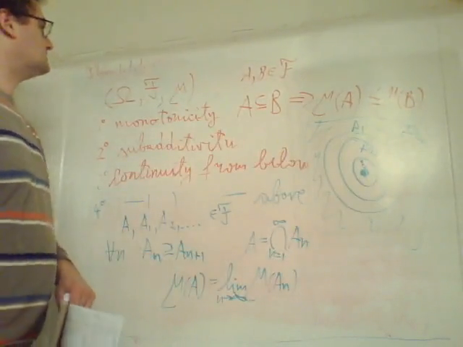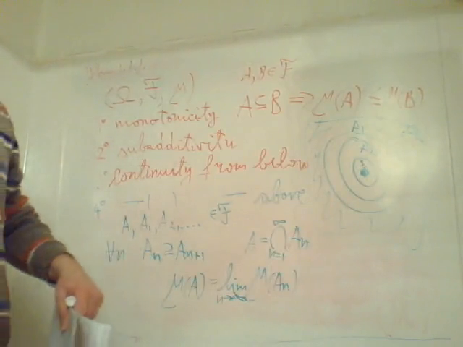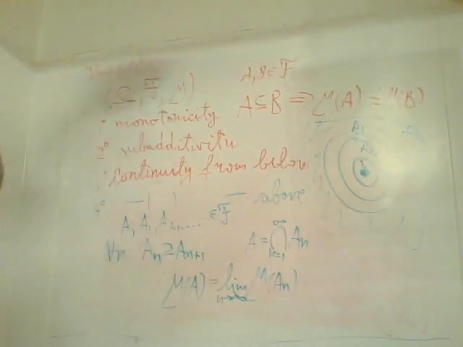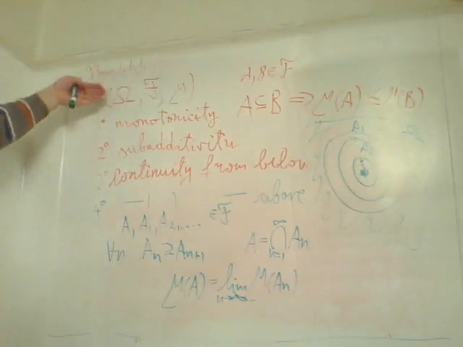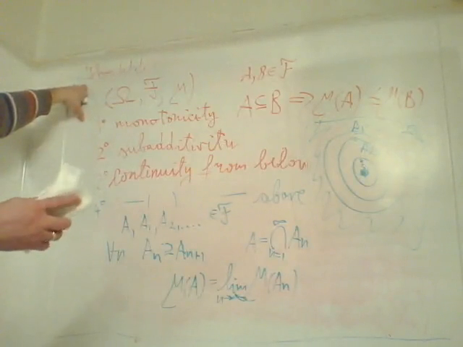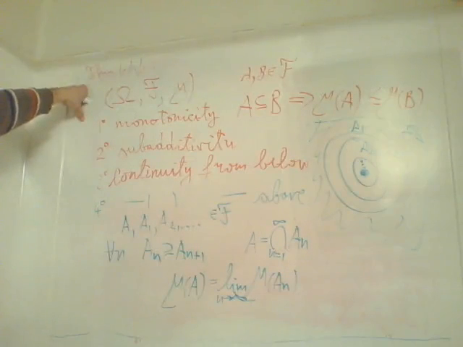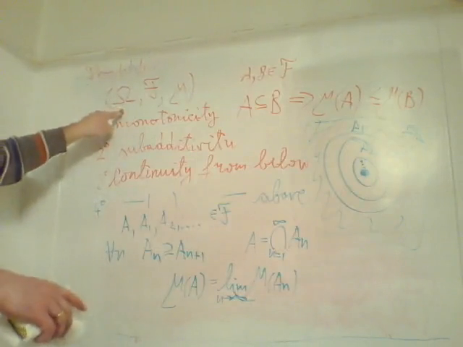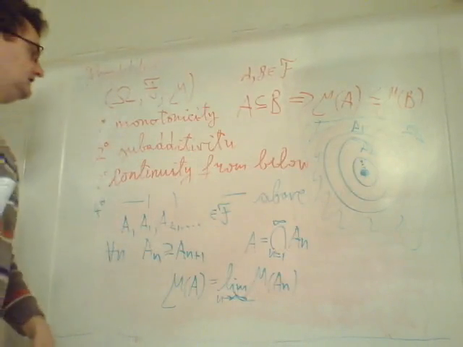Okay, so those are properties of measure. In particular, remember the difference between measure and probability is just that for probability we require that it's a finite measure, so that the probability of the entire omega is 1.